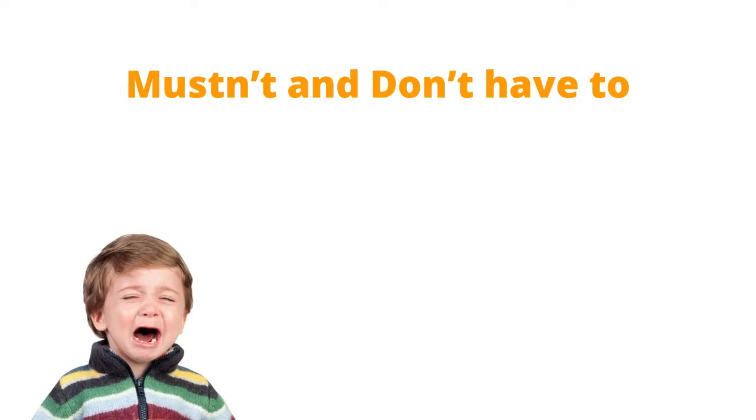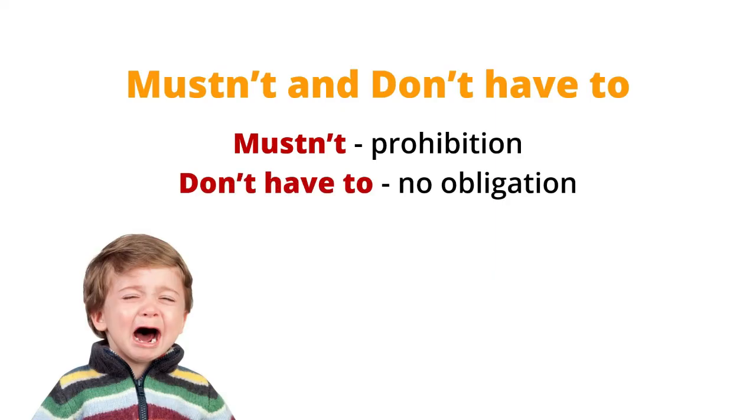Okay, when they were positive, must and have to were very similar. The only difference was the internal-external obligation. When they go negative, they really are quite different. You will see that the mustn't is used to indicate a prohibition, whereas don't have to only says that there is no obligation. Okay, have to is the obligation. Don't have to tells you there is no obligation.